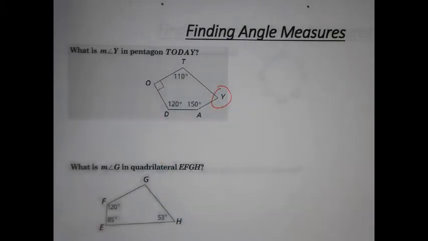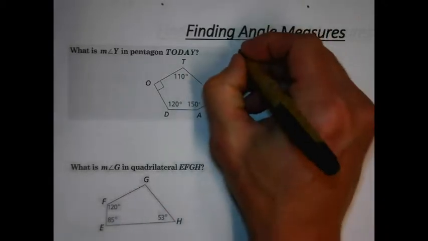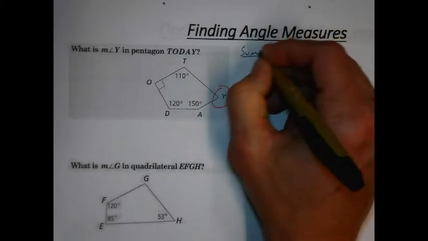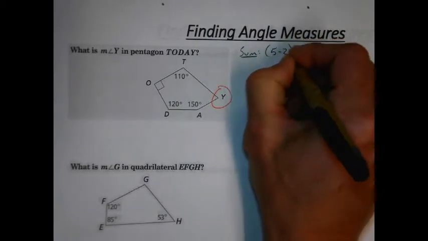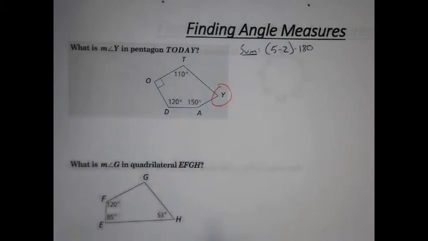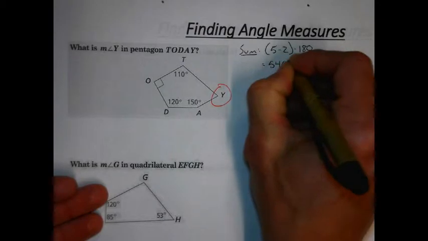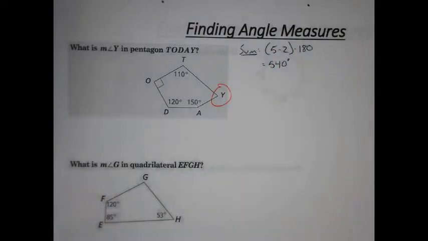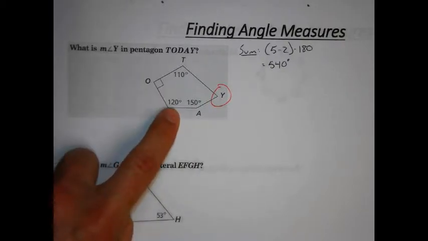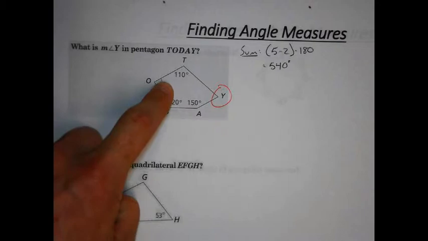Now, if this is a pentagon, what's the total measure of the interior angles of a pentagon? Pentagon is 5, by the way. So it's going to be 5 minus 2 times 180, or 180 times 3, and that will give us 540 degrees. Okay, so the total sum is 540 degrees. But what do we know? We now know we have 120 degrees here, 150 here, 110 here, 90 here. Whatever's left is going to be angle y.